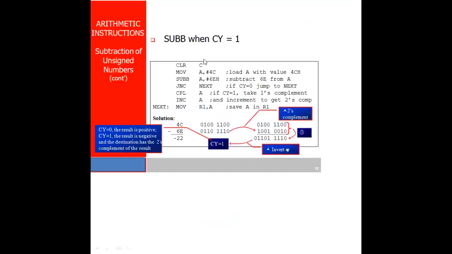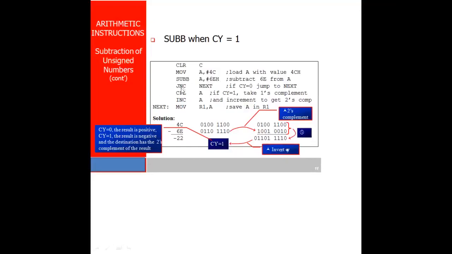So let us consider the SUBB instruction whenever the carry is equal to 1. We are just taking this example: first of all, I have to clear the carry, so that carry will be equal to 0. After that, we shall write the instruction MOV A, #4CH. So load the value 4CH inside the accumulator. After that, SUBB A, #6CH. So this 6CH will be subtracted from A along with the carry.